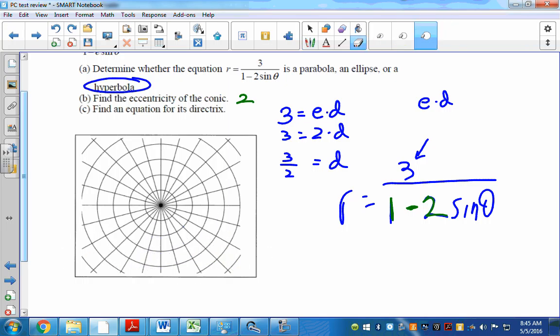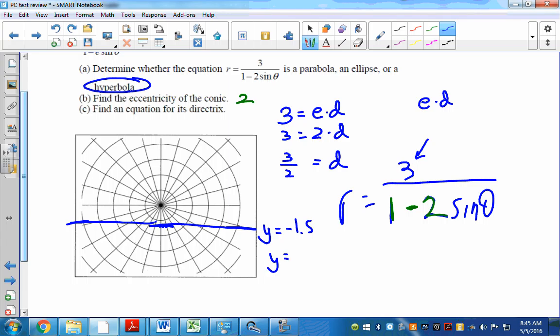What that means is our directrix is going to be 1.5 units below. So I'm going to draw a horizontal line right here. And the equation of that horizontal line would be y equals minus 1.5, or if you want, minus 3 halves. I know it's horizontal because they told me, and I also know it's below the pole because they told me that. And this is our focus point.